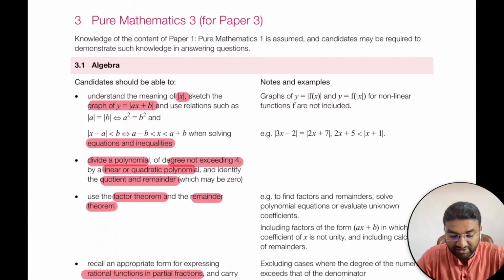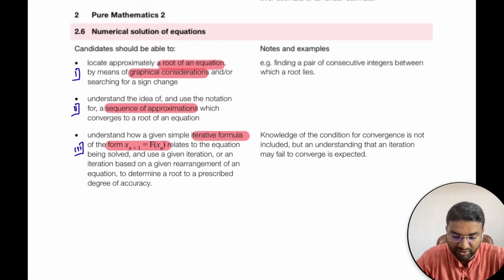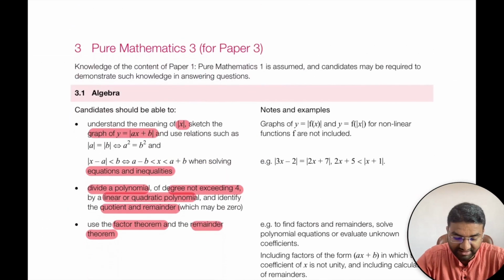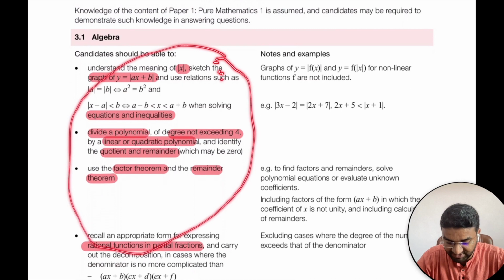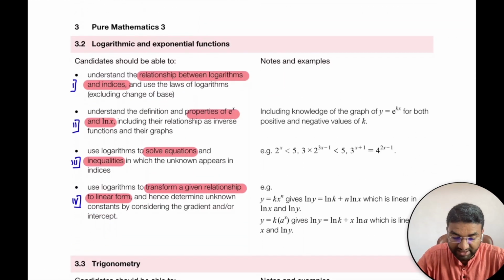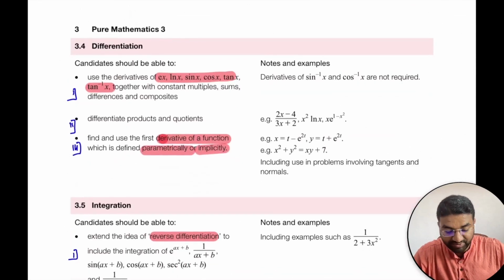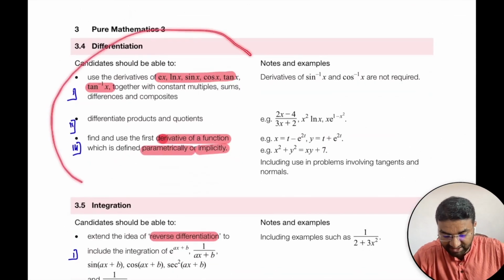Then we have P3. In P3, the six topics we discussed for P2, those same topics are there. Firstly, algebra: all the parts of P2, and just an extra part, rational functions in partial fraction form, then the use of expansion of (1 plus x) raised to n with mod of x less than 1. Then the logarithmic and exponential functions, the second topic we discussed in P2. Trigonometry, the same topics are there, and differentiation, again the same topics are there in P3.